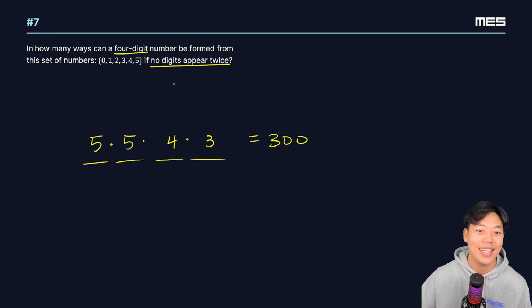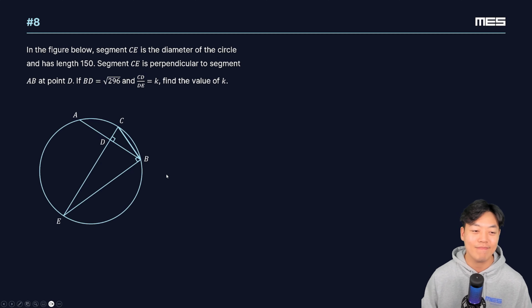And that is the number of 4-digit numbers that can be formed from this set of numbers 0 to 5 if no digits appear twice. And the key here is that 0 cannot be used as that very first digit. So slightly tricky there. Number 8, this is a beast problem. If you can get this, you're on your way to an 800.